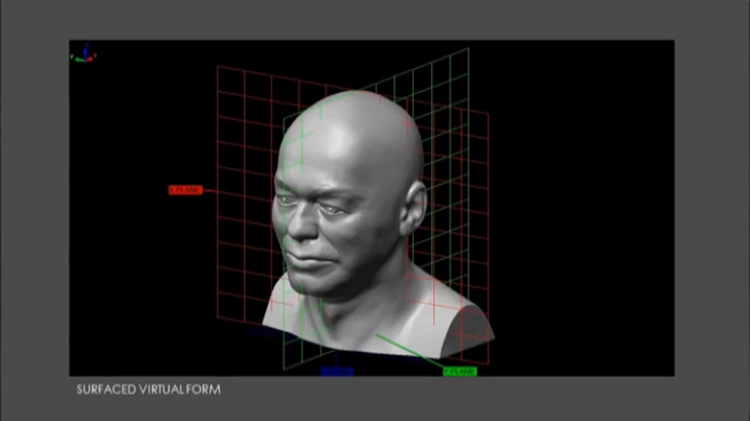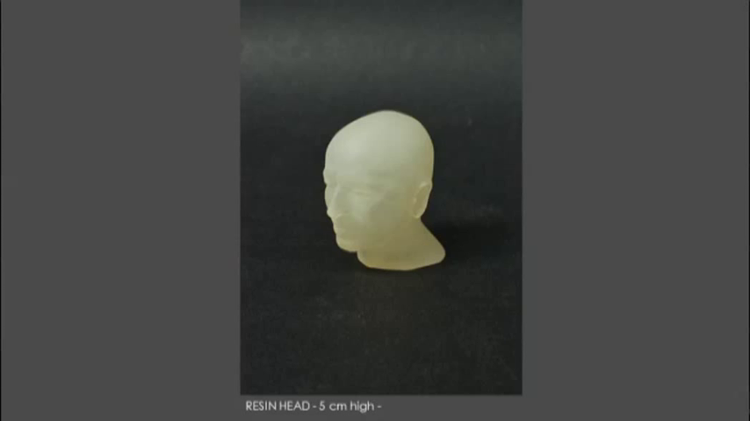This virtual surface can then produce a virtual form. All sorts of ways you can use this. A common method is to divide it into thousands of horizontal slices and then instruct a machine to build that very form. My first reaction was to experiment on myself. So from a scan of my own head, a small 5 centimeter high resin build was made.